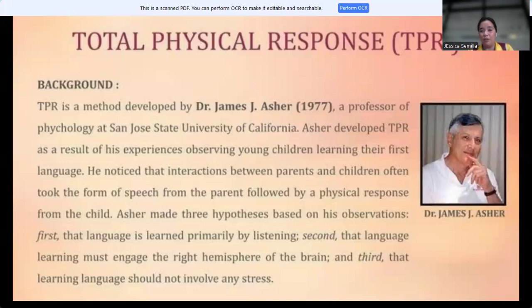Asher has three hypotheses. It's about the observation, and then after that, they have the listening. After that, they're about to engage themselves, and then they will have the third part, which is that learning language should not involve any stress. So if you're going to look at total physical response, they're just about to listen. After listening, they're about to imitate. All right, so we'll be proceeding already.